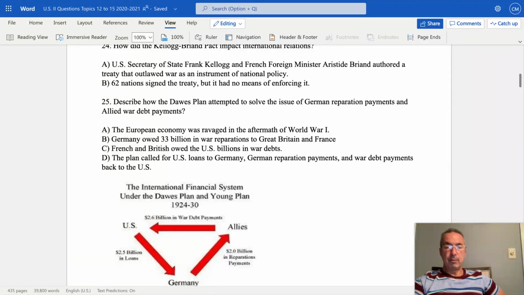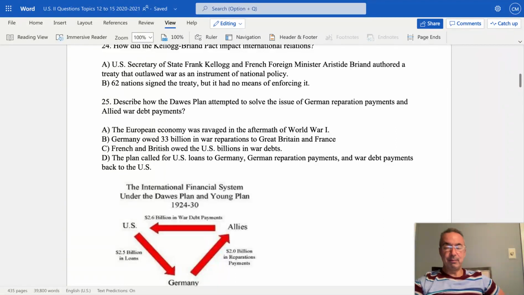Under this plan, the European economy obviously is ravaged after World War I. Germany owed $33 billion in war reparations to Great Britain and France, and the French and British owed the United States billions in war debt. So this plan called for the United States to loan money to Germany in the form of billions of dollars. Then in return, Germany could pay their reparation payments to the British and the French, and then they could pay us back the war debt they owed.